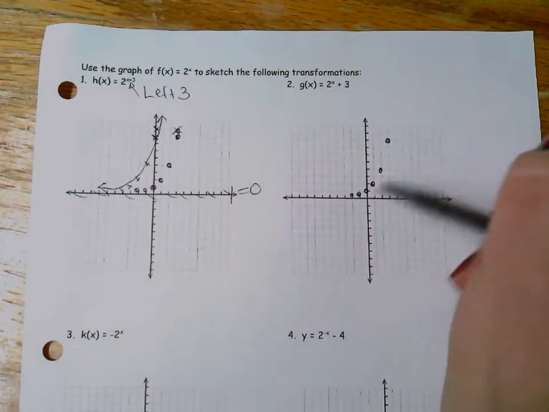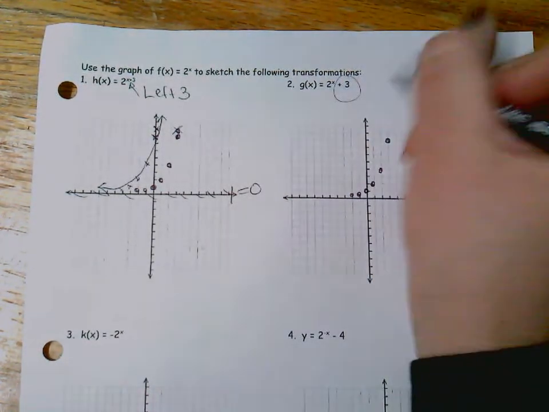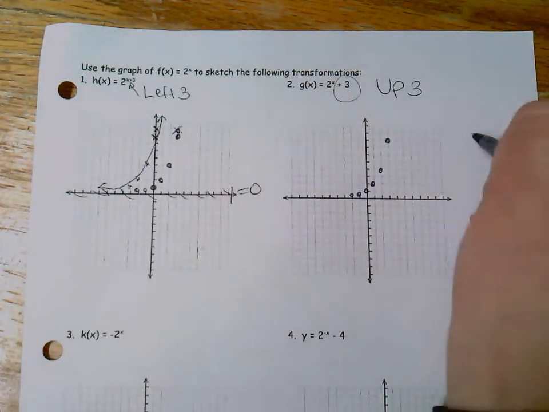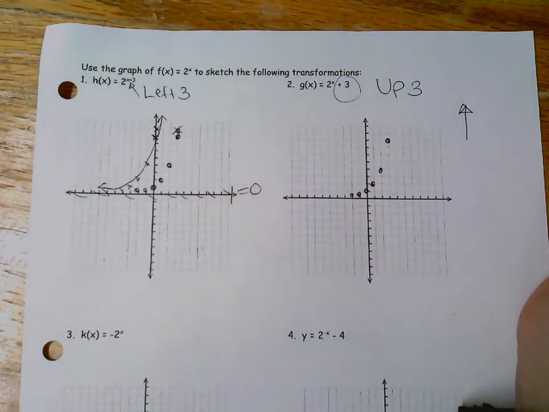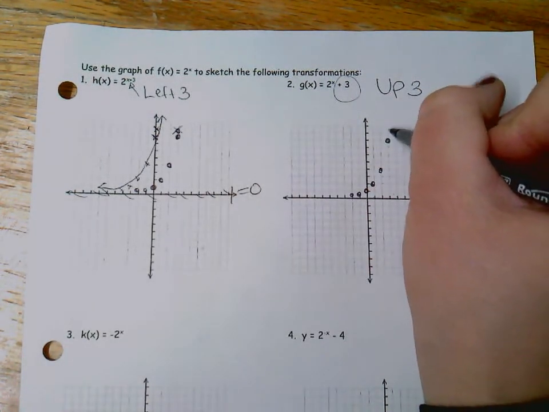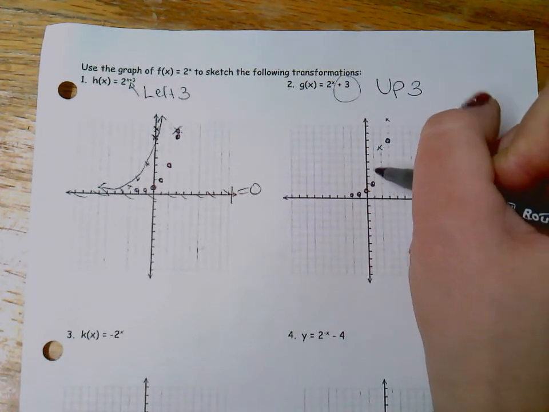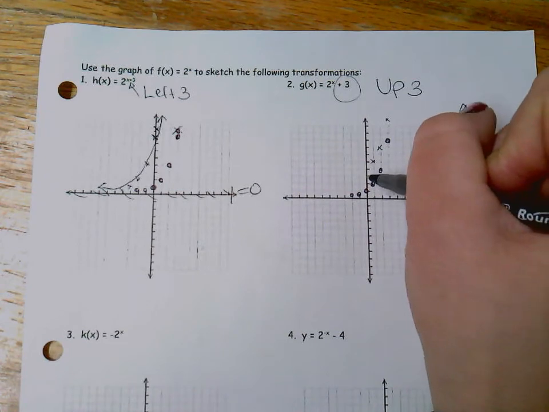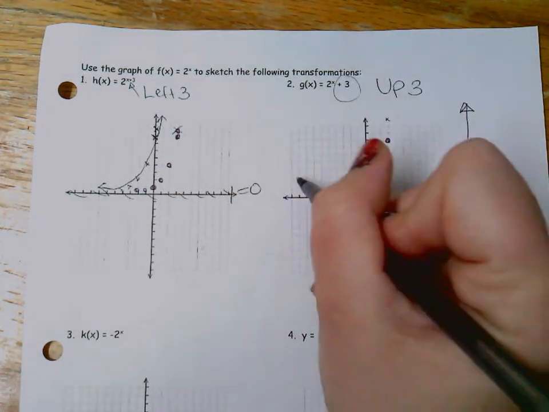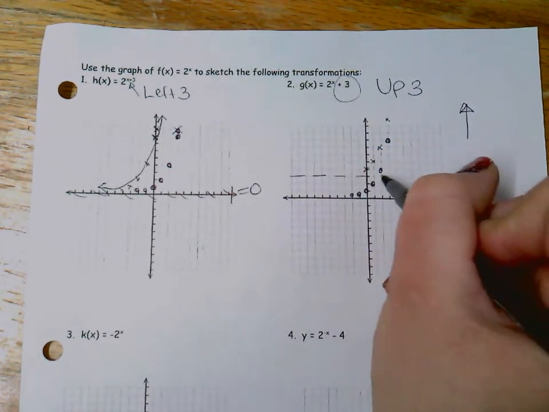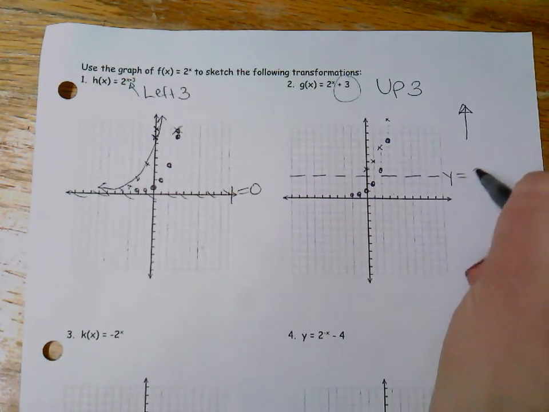Here's 2 to the x. What does this plus 3 do? It shifts the whole graph up 3. So that means it also shifts the asymptote up 3. 1, 2, 3, 1, 2, 3, 1, 2, 3, 1, 2, 3. So that means the asymptote is going to go at y equals 3.